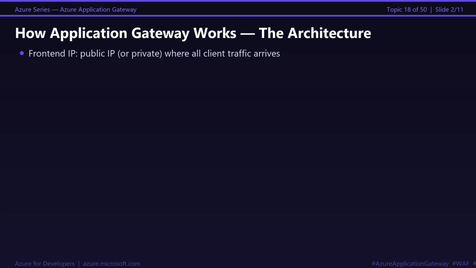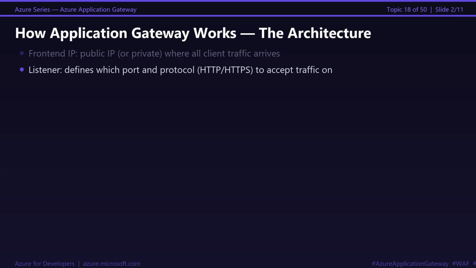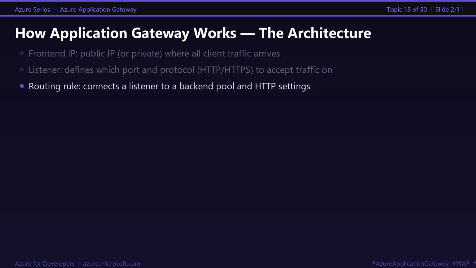Stage 3, routing rules. A rule connects a listener to a backend pool. When a request matches this listener, send it to that pool. Rules can be basic: one listener, one pool. Or path-based, /API goes here, /images goes there. Stage 4, backend pool. Your actual servers. VMs, scale sets, app services, even external IPs.